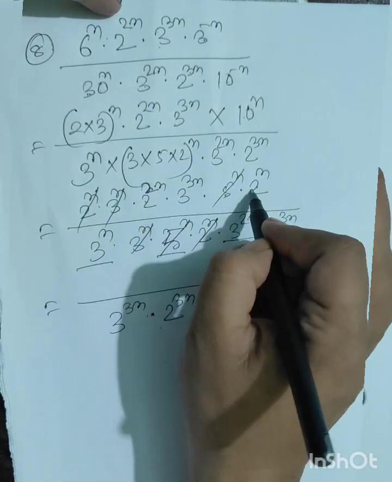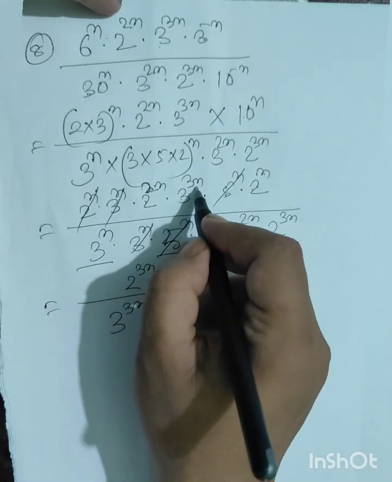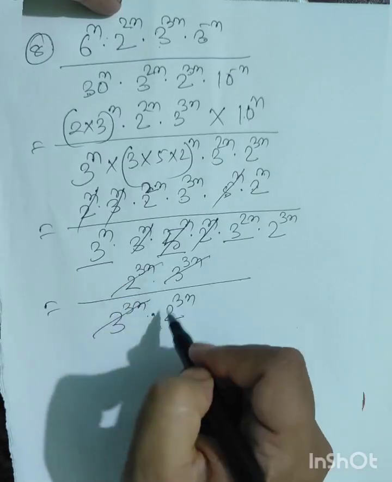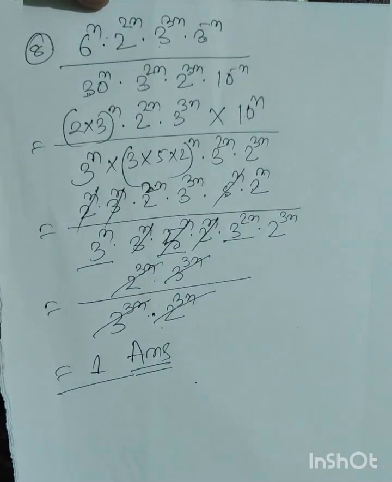ইয়াত আছে 2 to the power 2n, 2 to the power n অর্থাৎ 2 to the power 3n আৰু 3 to the power 3n, 3 to the power 3n, 3n cancel, এটো cancel. অর্থাৎ answer এইটোই answer.